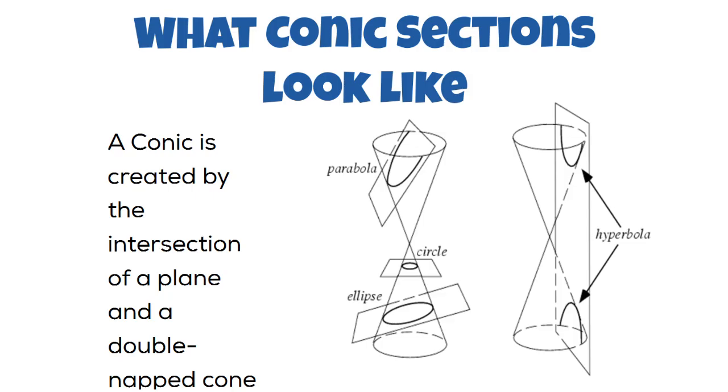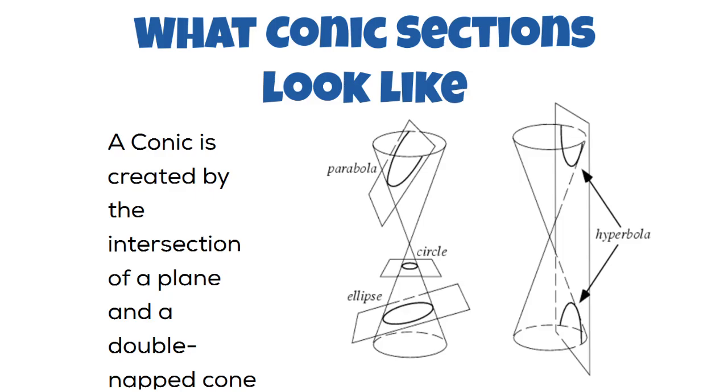Now, there's another scenario, and this is why we need the double napped cone. If you drop a plane through the double napped cone parallel to their heights, so not at an angle, but straight through it, then what you get is what we call a hyperbola. A hyperbola has 2 branches to it. You have one up here and one down here. And the side of the cone is sort of like an asymptote for how wide that hyperbola gets.